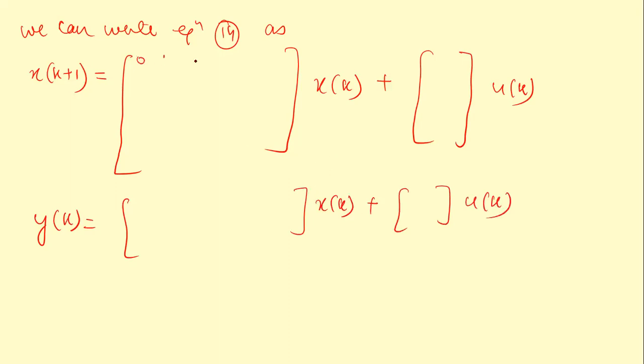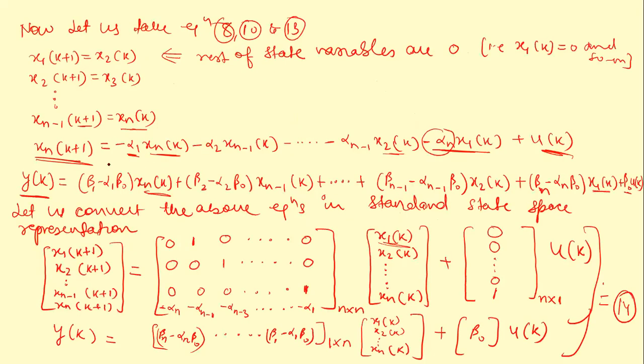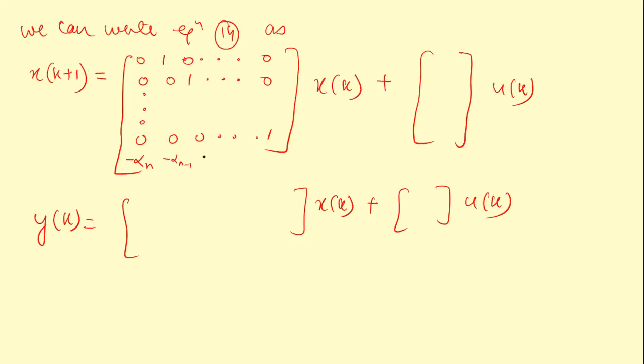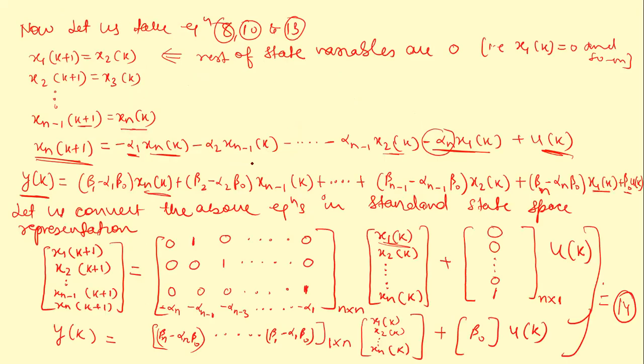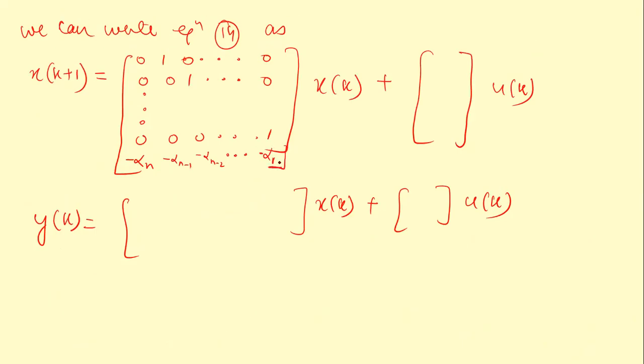So we have 0 1, and we have all the elements 0 here, then 0 0 1, and then we have all the elements 0 here, right? And then we have 0 0 0 up till 1, and then we have minus alpha n, then minus alpha n minus 1, then minus alpha n minus 2, up till minus alpha 1, right? So this is matrix F, right? Then we have 0 0 0, and then we have 1 here, right? Then here we have all the coefficients starting from beta n minus alpha n beta naught, and then all other coefficients up to beta 1 minus alpha 1 beta naught, and here we have beta naught.